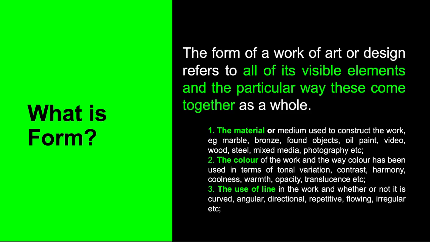The second part that informs form is color. I think everyone knows what color is, but when you're talking about color, you also start looking at the principles and elements of color. You discuss things like tonal value, saturation, whether it's monochromatic, the harmony: are the colors harmonized, or are they vibrant, neon, psychedelic, and so on. So you start discussing color in a deeper way.